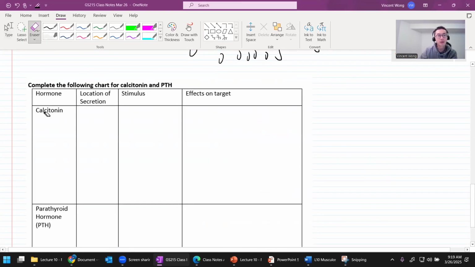When we learn a new hormone, you always have to think of where it is from, what triggers it (the stimulus is the trigger), and what it does on the target, sometimes targets. Okay, so calcitonin. Where do we get calcitonin? We get calcitonin from the thyroid gland.